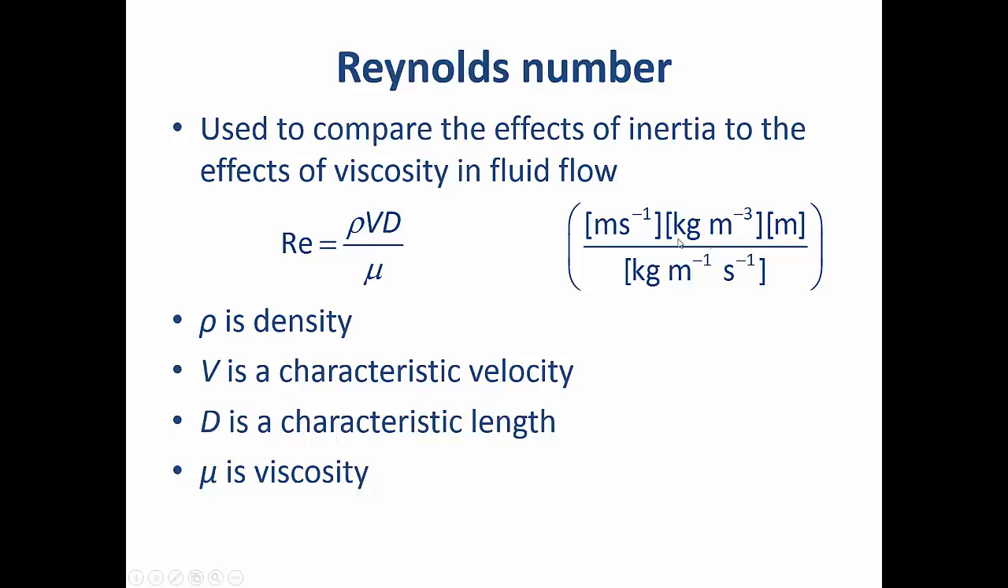So we've got meters times meters to the minus 3 times meters, which should give us meters to the minus 1 over meters to the minus 1, so no meters. Seconds to the minus 1 over seconds to the minus 1 again cancels, and kilograms over kilograms also cancels. So this combination overall has no dimensions. It is a dimensionless number.